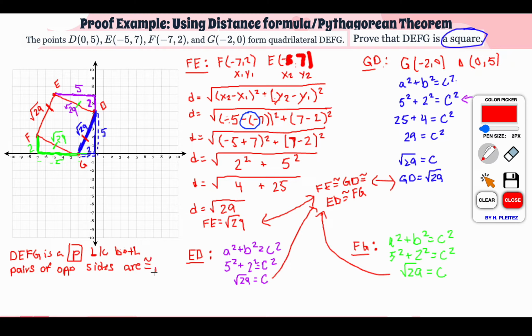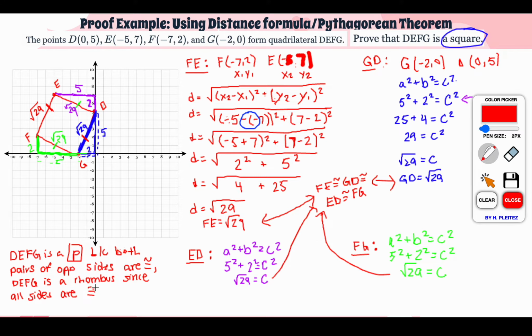And now we also know something else. If you take a look at the checklist, it says if you have a parallelogram with all sides congruent, that's a rhombus. So I'm going to say DEFG is a rhombus since all sides are congruent.